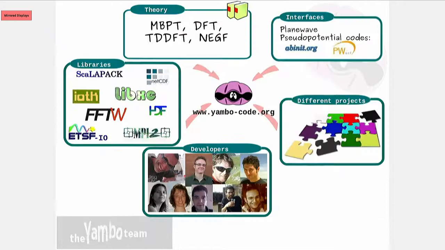Okay, you will see a lot about Yambo. Yambo can calculate several things. It is fed by a DFT ground state calculation. At the moment, we support PWSCF and ABINIT. So you do your system with those two codes, and then you are ready to start Yambo. And then with Yambo, you can calculate plenty of things.